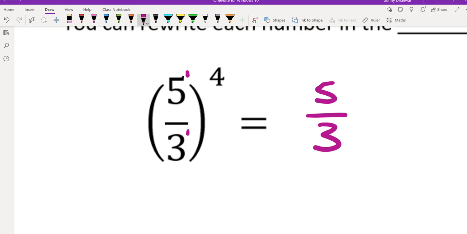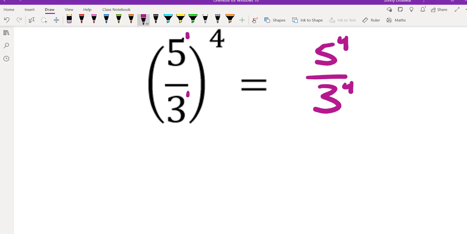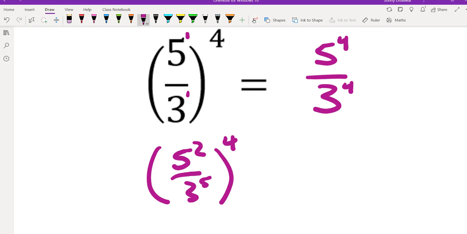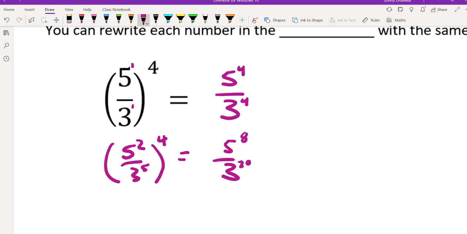So what exponent does the 5 get? 4. What exponent does the 3 get? 4. Excellent. Now if I made it a little bit more difficult, I went 5 squared, 3 to the 5th, and a 4 here. So we still have a 5 and a 3 like this. What exponent does the 5 get this time? 8. What exponent does the 3 get? 20. 5 times 4? 20. Okay? Just as simple as that. And I think you guys are getting it.